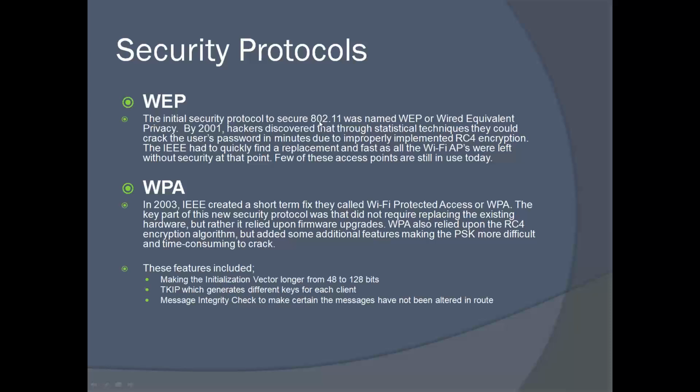So it's called 802.11. You know that's the same thing as Wi-Fi. It was named WEP, or Wired Equivalent Privacy. By 2001, hackers discovered that through statistical techniques, and that's important, statistical techniques, they could crack the user's passwords in minutes due to improperly implemented RC4 encryption.